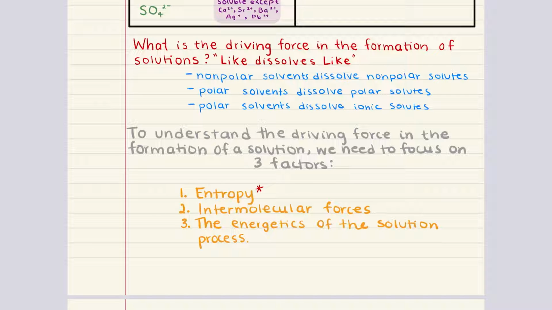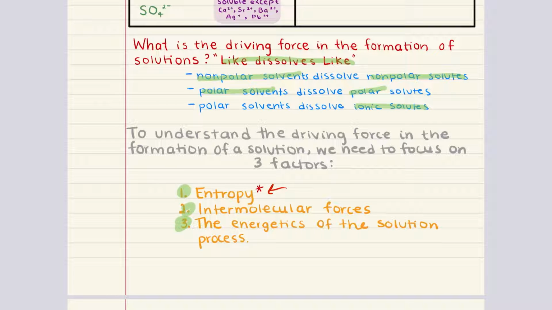Now, chemists often refer to the rule of solubility, like dissolves like. And this principle helps explain why nonpolar solvents dissolve nonpolar solutes and why polar solvents dissolve polar and ionic solutes. However, to fully understand why a solution forms, we need to consider three key factors: entropy, intermolecular forces, and the energetics of the solution process. Let's go over each, starting with entropy.